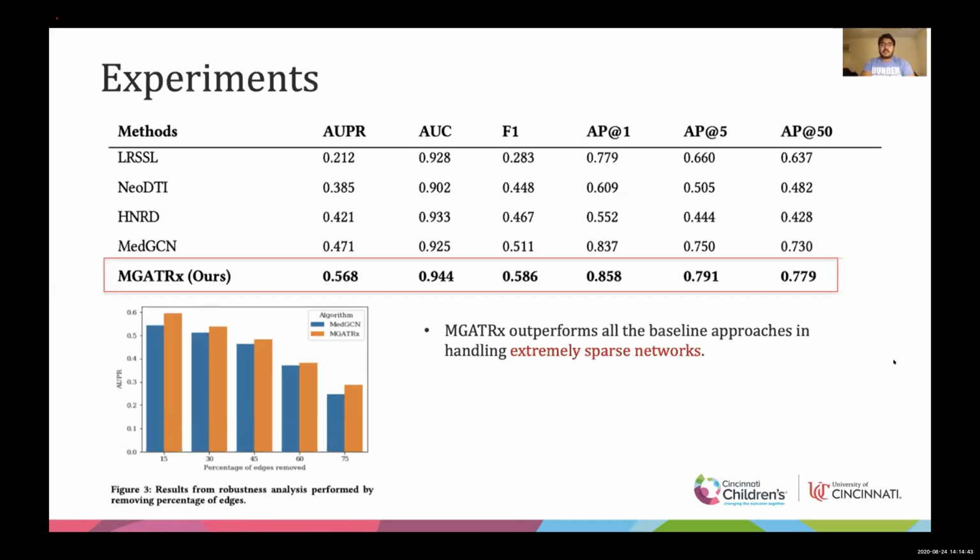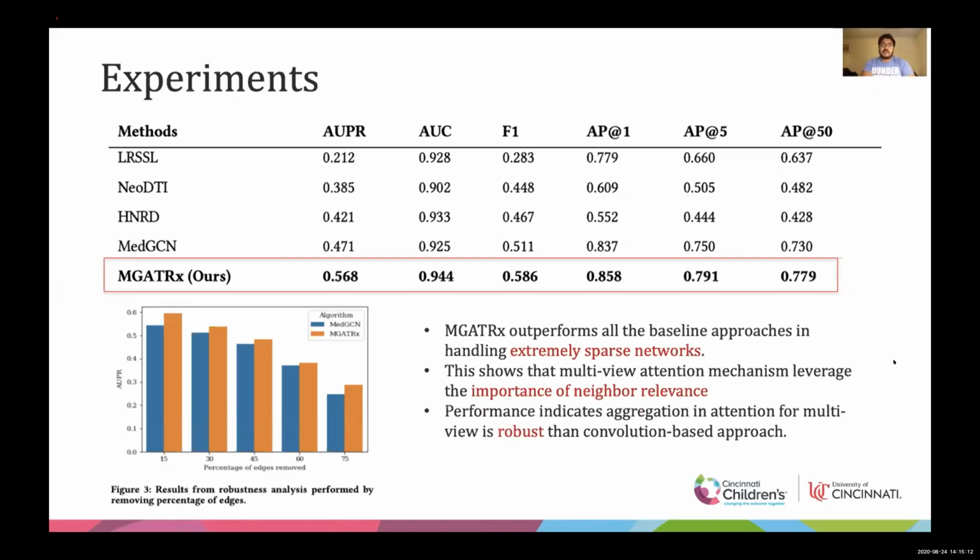Evaluation and comparison of MGAT-RX with current state-of-the-art models show that MGAT-RX is superior in terms of all the metrics. The performance of MedGCN is inferior when compared to MGAT-RX, suggesting that attention helps in exploiting higher-order neighborhoods in multi-view networks. Attention mechanism over multi-views learns which neighbors are more relevant and weighs their contributions accordingly. The comparison test also indicates that attention is robust and able to perform well with limited data in predicting associations when compared with convolution-based approaches.